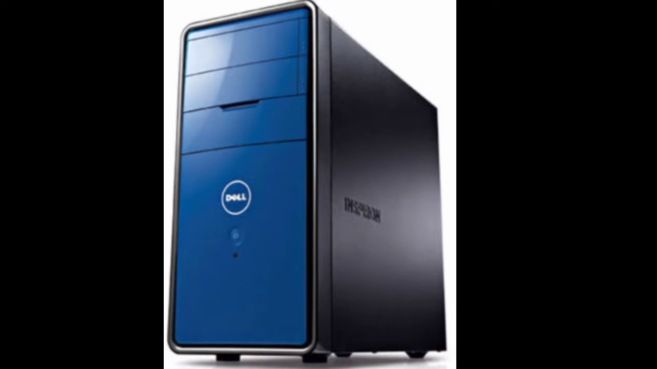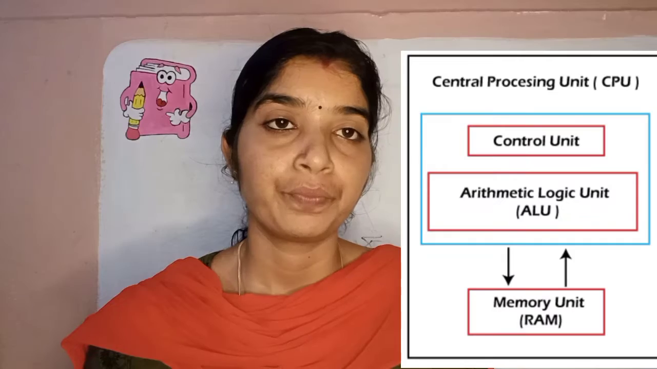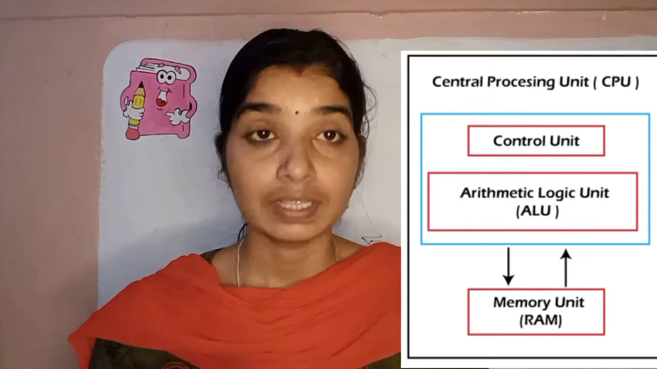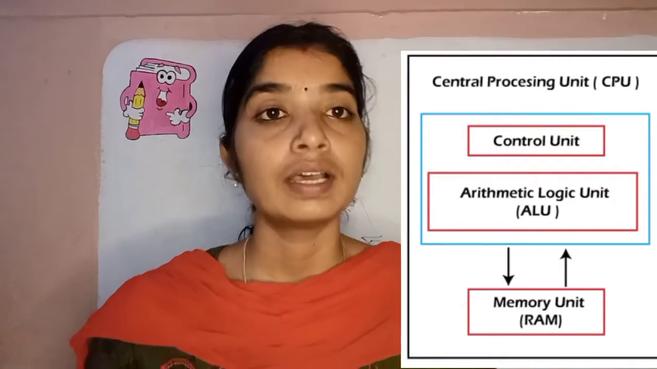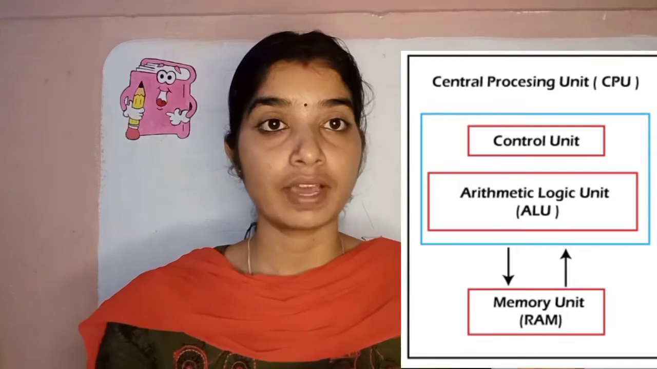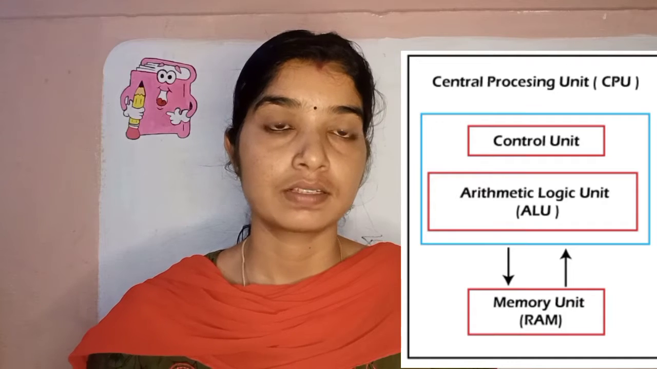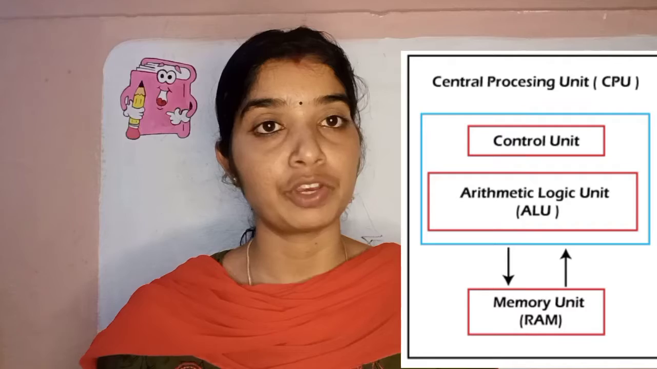Let's study about the processing device CPU. CPU stands for Central Processing Unit. It is neither an input nor an output device. It controls all the input and output devices connected to it. CPU consists of three main parts: control unit, arithmetic logic unit, and third one is memory unit.